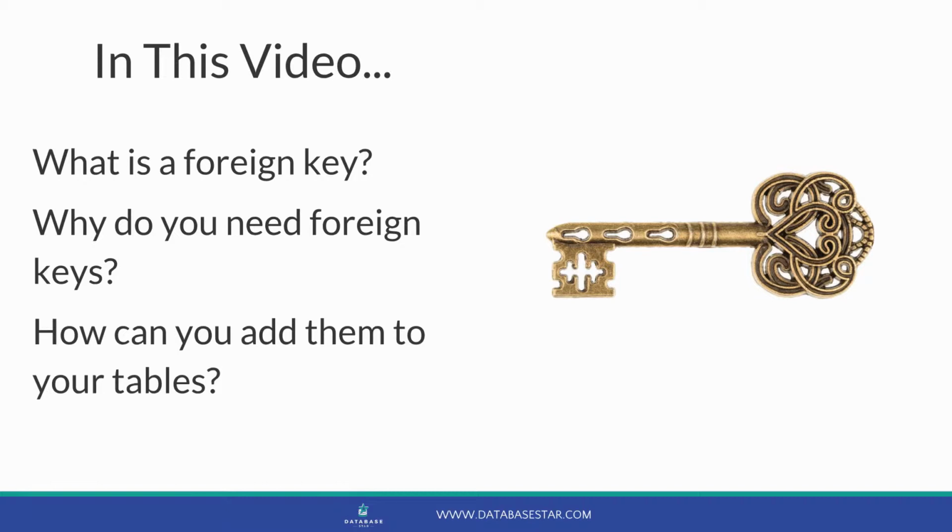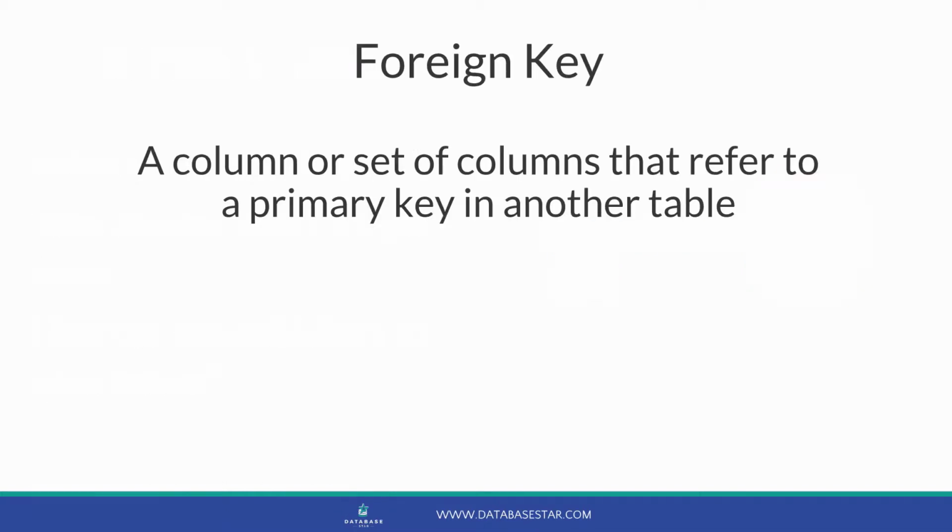By the end of this video, you'll know what a foreign key is and how to create one on a table in your database. So what is a foreign key? A foreign key is a column or set of columns that refer to a primary key in another table. They are used to specify that a record in one table refers to a record in another table. They let you relate data in two tables and are a foundation of a well-designed database.